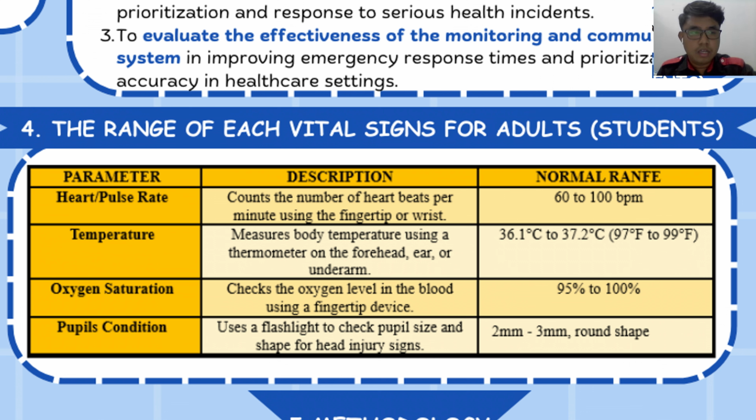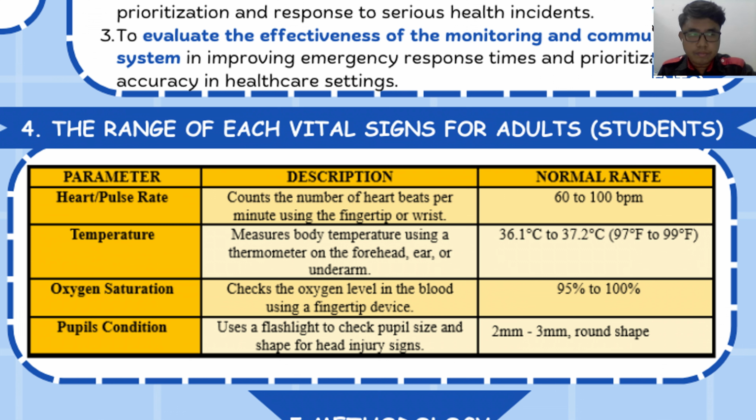For temperature, we measure the temperature using a thermometer on the forehead, ear, or underarm. The normal temperature range is usually between 36.1 Celsius to 37.2 Celsius. For oxygen saturation, we check the oxygen level in the blood using a fingertip device, and the oxygen saturation level is considered normal between 95% to 100%.